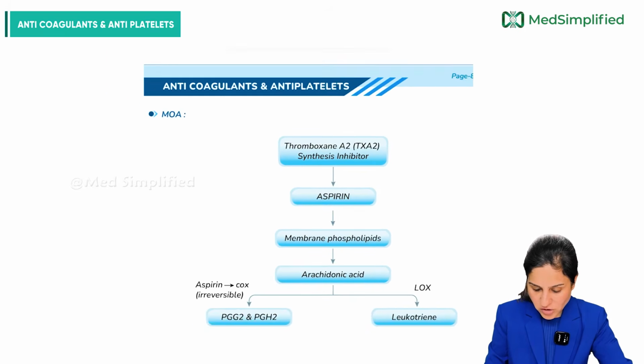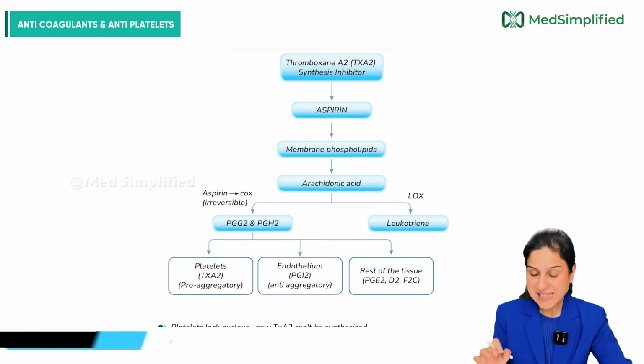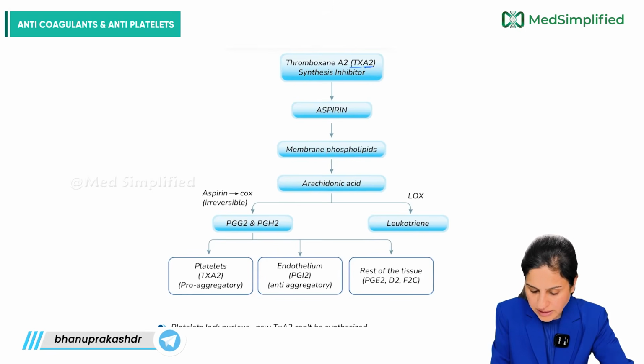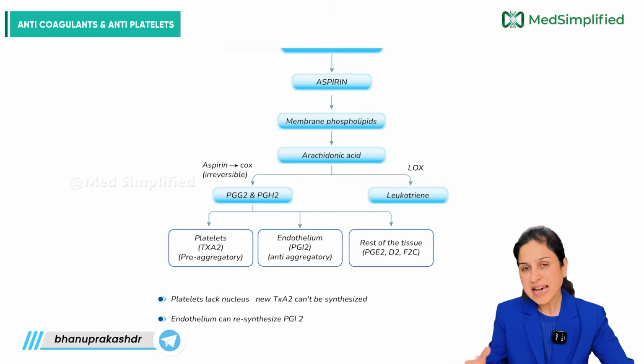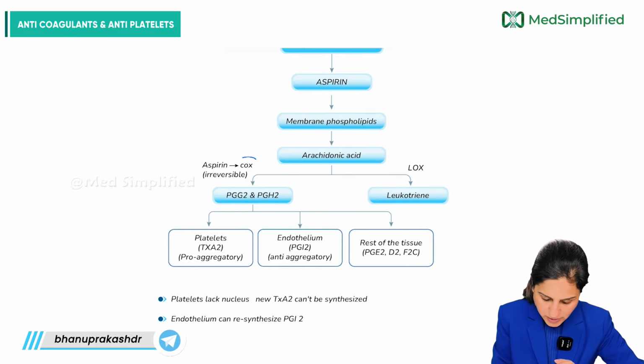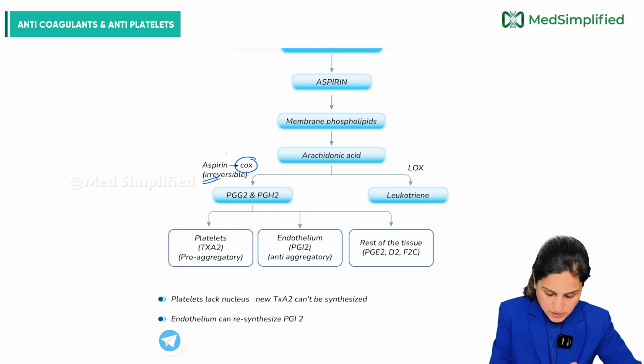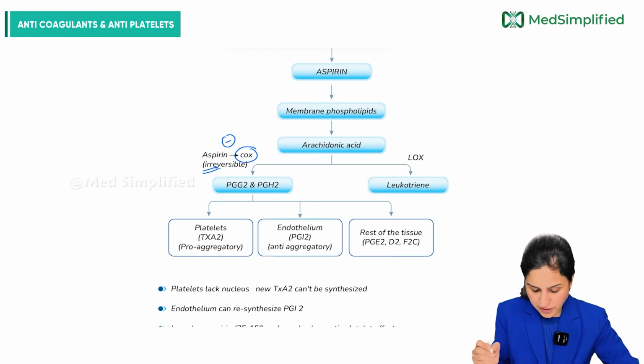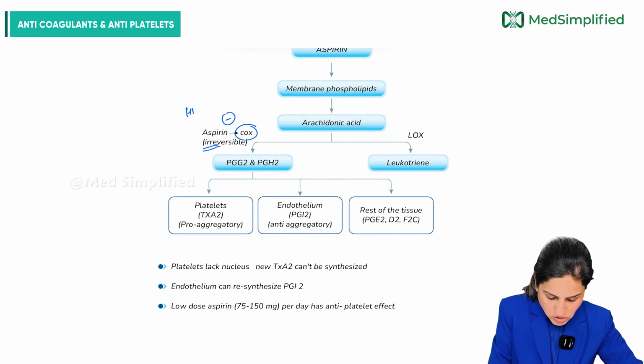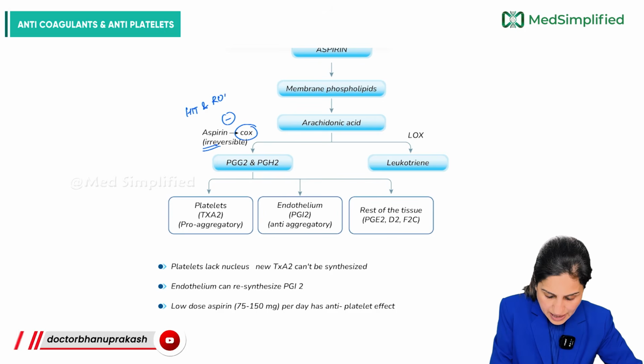So the mechanism of action of the first, very important one, is aspirin. Aspirin is a thromboxane A2 synthase inhibitor, and this is how it works. It inhibits the COX enzyme, and it is an irreversible inhibitor of COX. Remember, this is an irreversible inhibitor, and we call such drugs hit and run drugs.